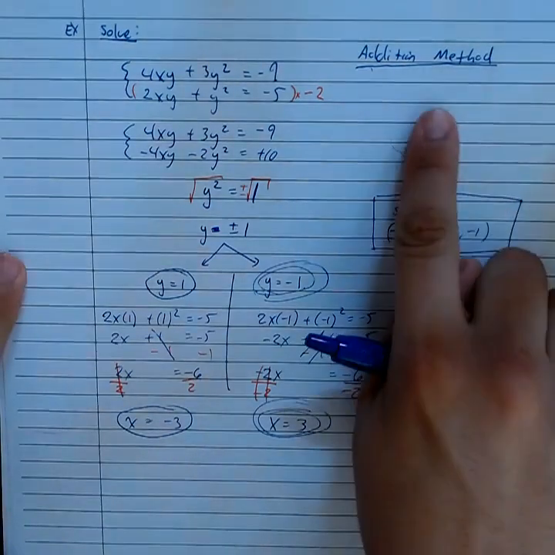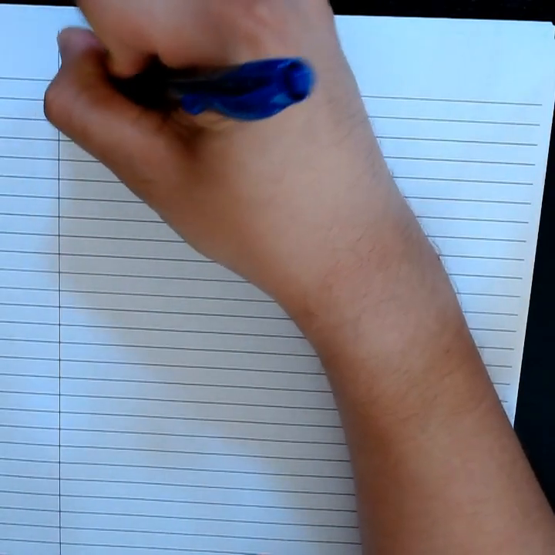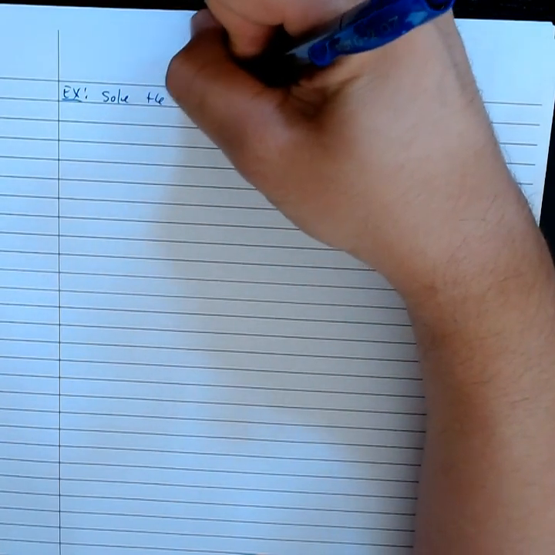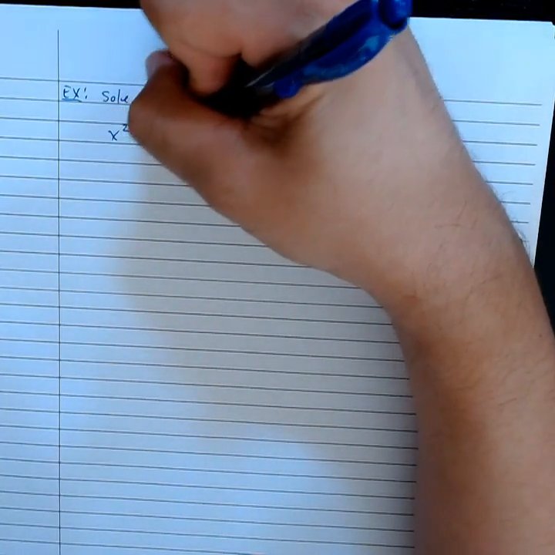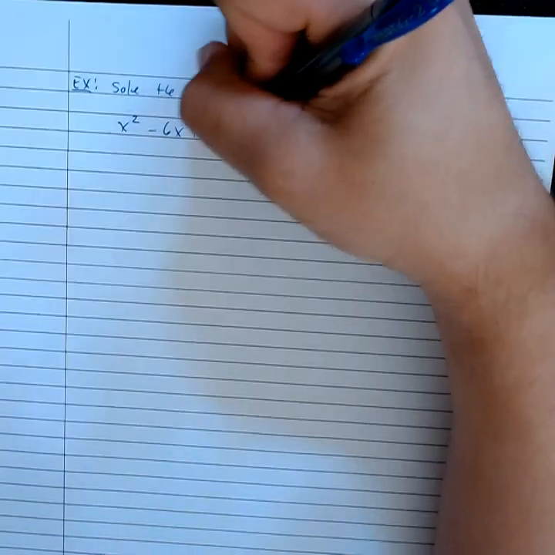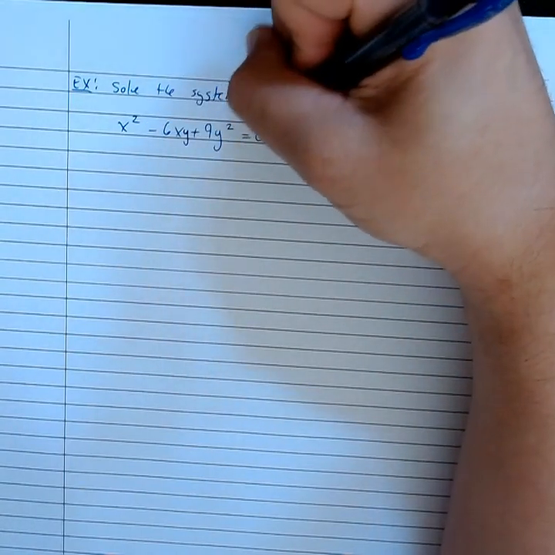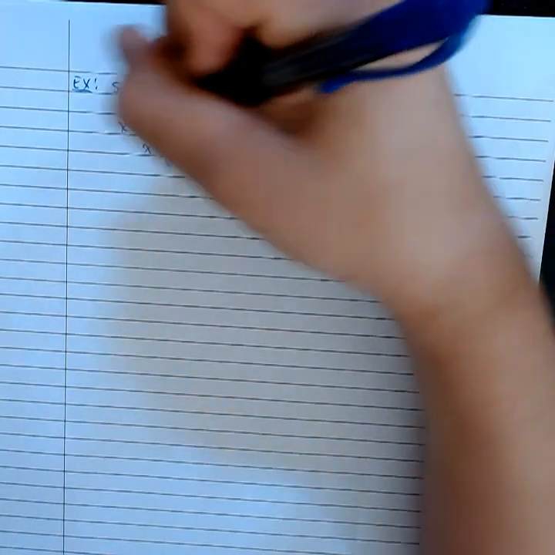Now, the addition method works pretty well for this particular problem. However, you'll see that for many problems, you won't get a nice result from the addition method. So let's go ahead and consider this other system of equations. Let's solve the system that is given by x squared minus 6x plus 9y squared. That should be 6xy. And that's equal to 0. The other equation is much simpler. X minus y equals 2.